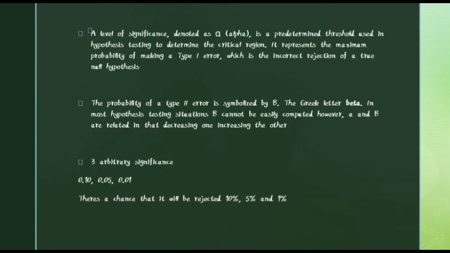So, there are 3 arbitrary significance levels: 0.10, 0.05 and 0.01. These are the levels of the type 1 error. There's a chance that the null hypothesis will be rejected. If you come up with a 0.10 result, there's a 10% chance that it will be rejected. With 0.05, it is 5%, and 0.01 is 1%.